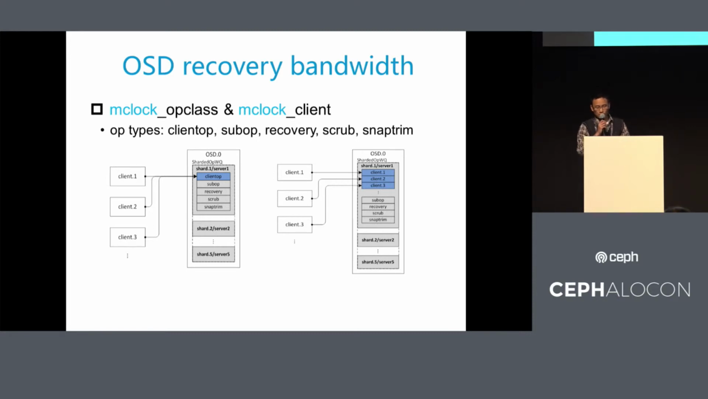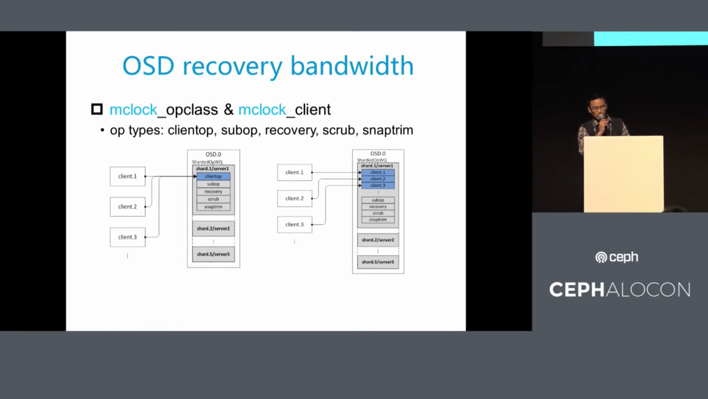Based on the dmClock bandwidth, we now try to implement per-OSD recovery bandwidth control. Firstly, let's see the original mClock OP class and the mClock client queue. The OPs have been divided into 5 types: client OP, sub-OP, recovery, and scrub and snap trim. Each type has its own QoS parameter.